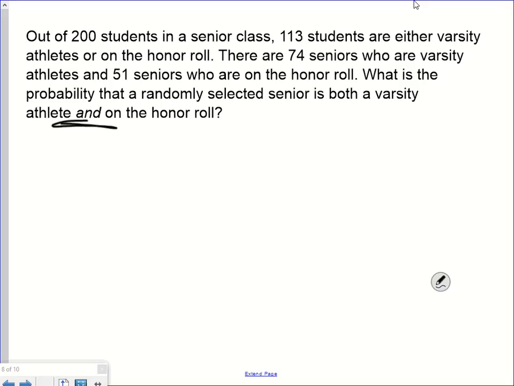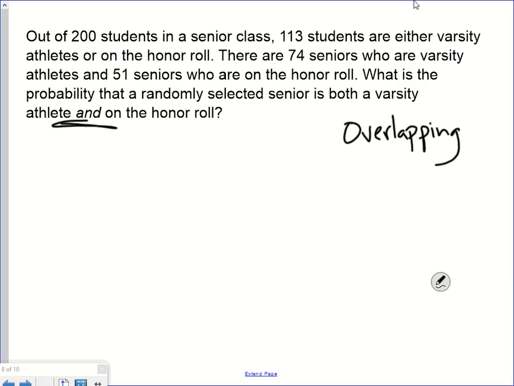So just thinking about this situation, we're talking about whether students are varsity athletes and on the honor roll. Does this seem like it's going to be disjoint or overlapping? Are there any students who might be both a varsity athlete and on the honor roll? Yes, I do think that's possible. I sure hope so, at least. So this is overlapping. I'm going to write that here to remind myself.